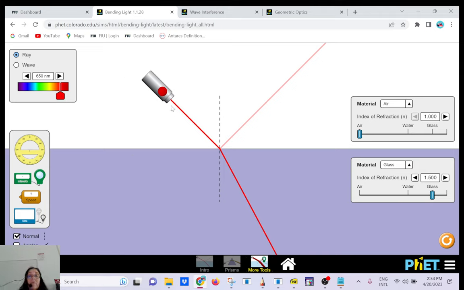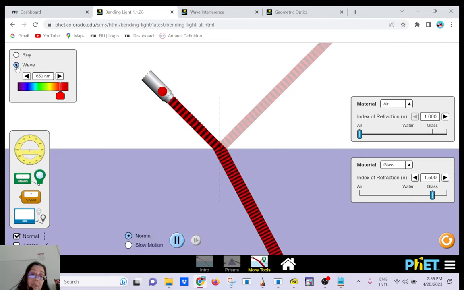So let me ask you something. Is it the same color here when it's refracted? This is red. What color is that? That's red. So it's the same color. Because it's the same color, it's going to be the same frequency. The color depends on the frequency. So this is red, this is red, so it's the same frequency. So if the speed goes down, but the frequency stays the same, what has to go down as well? The wavelength. Okay, let's see if it's true.